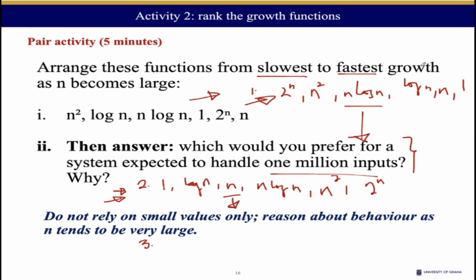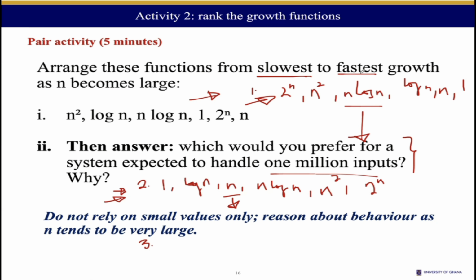From what you are saying, if you are aligned with this one, you are saying 1 is slowest. No, he said from fastest to slowest. No, slowest to fastest. So we have to start from the slowest, and the fastest will be 2 raised to the power n. From slowest to the fastest.